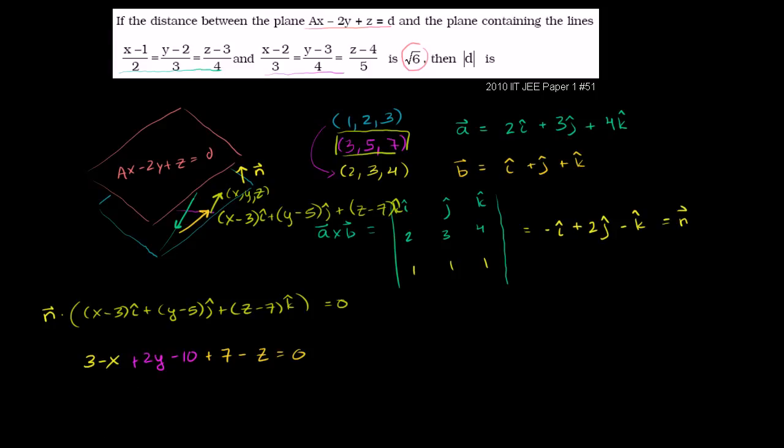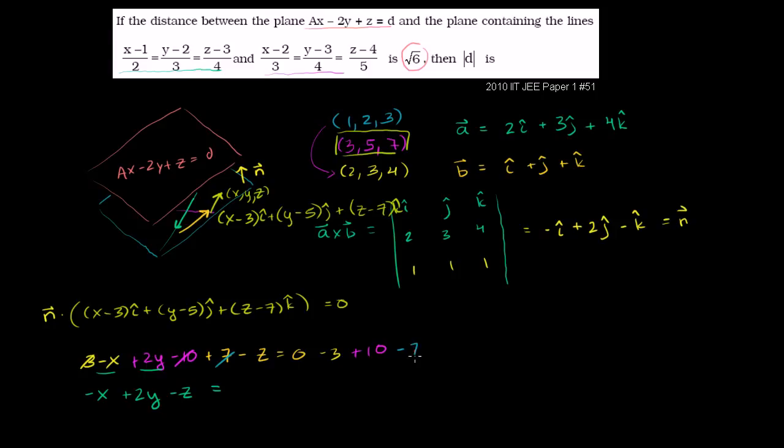And what do we get? So we have our negative x plus 2y minus z, and then is equal to, let's subtract 3 from both sides. So if we take it out there, it'll be minus 3. If we add 10 to both sides, then you have a plus 10 over here. And then we subtract 7 from both sides.